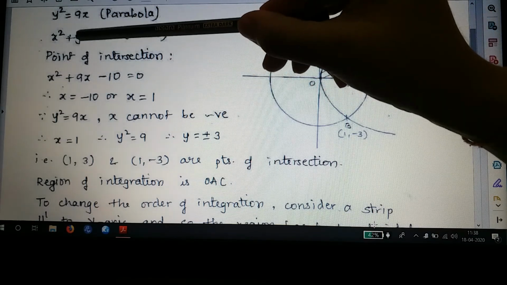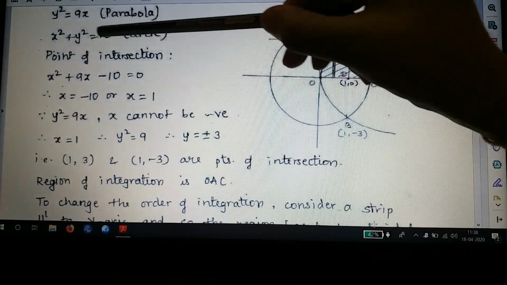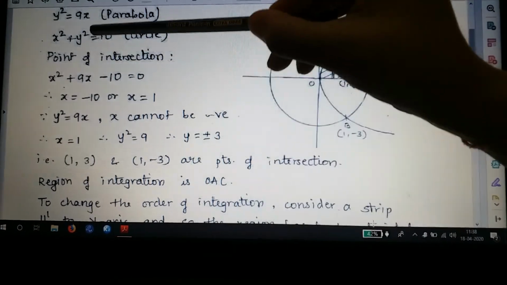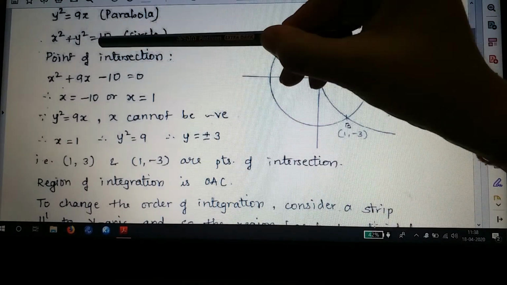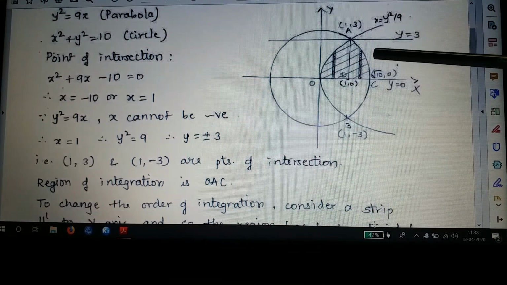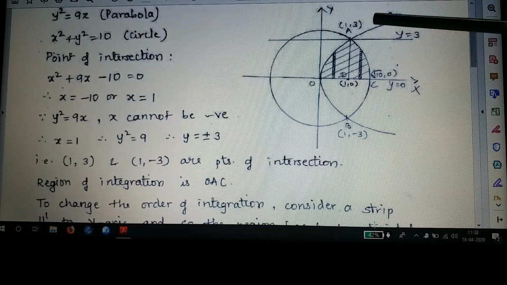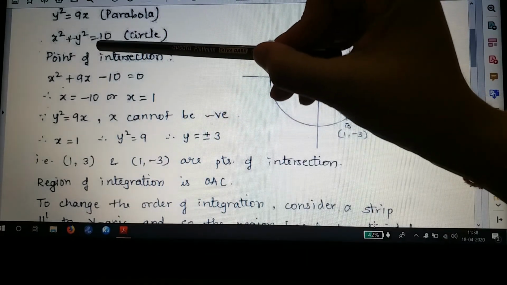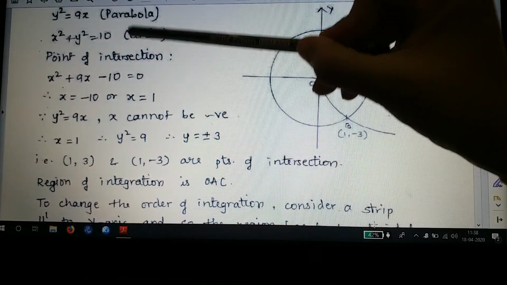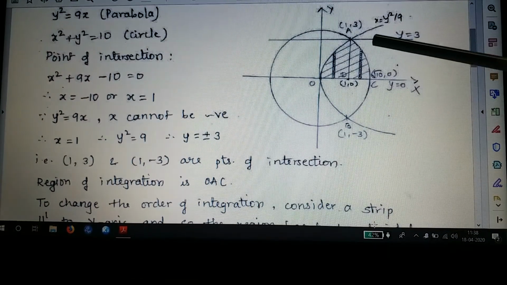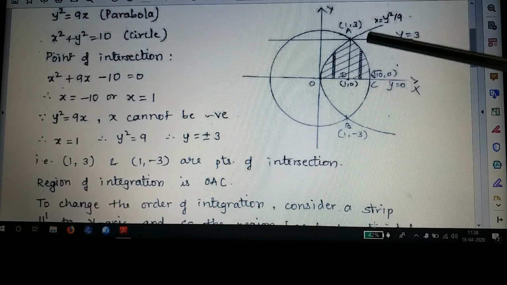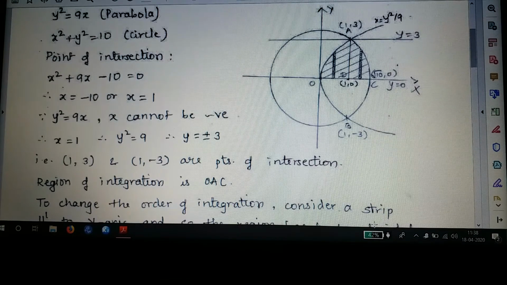From this, we have to find y. y square will be 10 minus x square. So y is plus minus root of 10 minus x square. But again we are in the first quadrant, so y is positive. So the value of y from here will be root of 10 minus x square. That gives us the upper limit for y. So y goes from 0 to root of 10 minus x square.